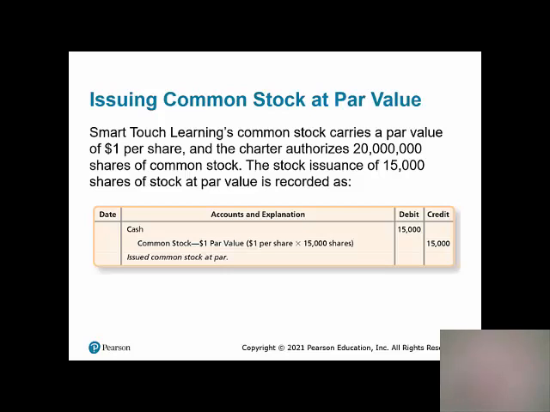We recorded these types of entries in Principles 1, and all you would do is debit cash for 15,000 and credit common stock for 15,000. So $1 times 15,000 shares.